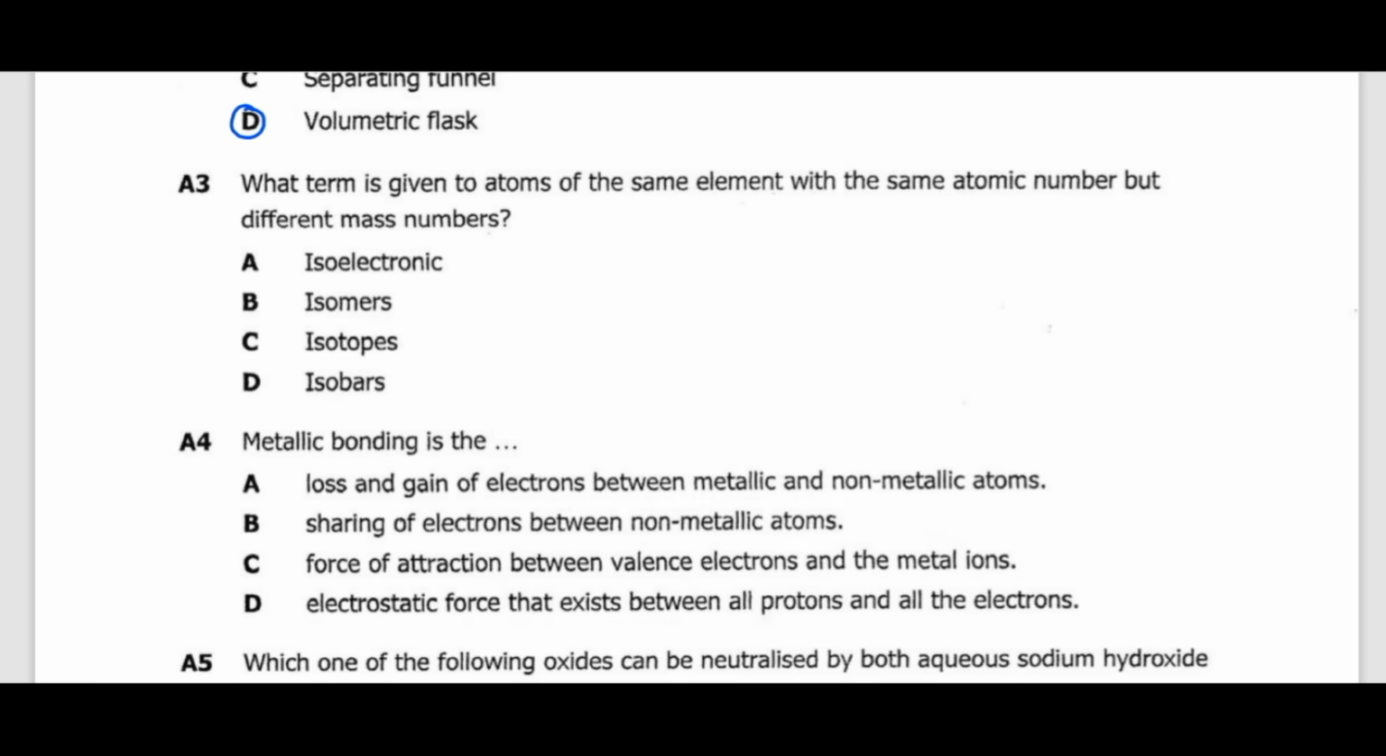Then we move on to question 3. What term is given to atoms of the same elements with the same atomic number but different mass number? So we are dealing with the isotopes. So the answer, this is our C here.